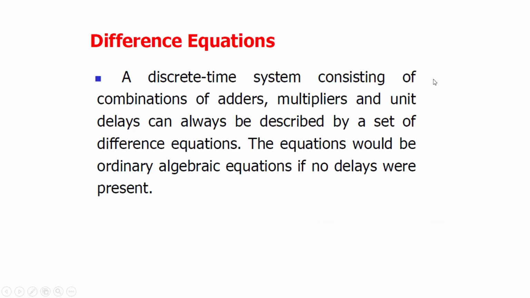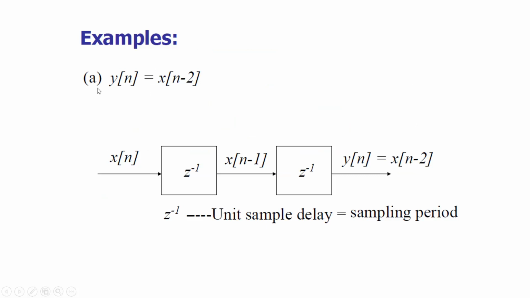A discrete time system consisting of these adders, multipliers, and unit delays can always be described by a set of difference equations. The equations would be ordinary algebraic equations if no delays were present. For example, yn is equal to xn minus 2. That means if xn is the input at the present time, we need two inputs going backwards by 2 units of time, right? If xn is the input, delayed by 1 will give us xn minus 1, delayed by another 1 unit of time will give us xn minus 2.